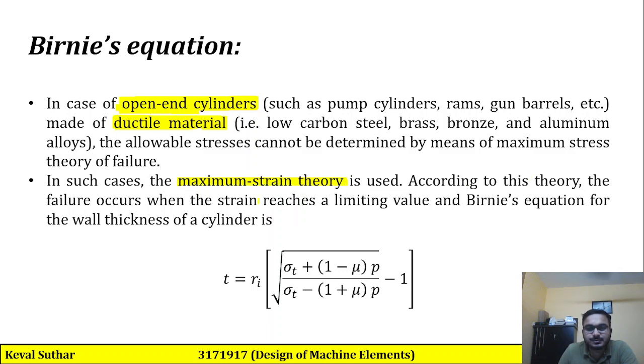According to this theory, the failure occurs when the strain reaches the limiting value, and Bernoulli's equation for the wall thickness of the cylinder is given by this formula. So we don't have any kind of derivation like this, so we will simply accept this formula as it is given. Okay, so this is the Bernoulli's equation which is used for the ductile material by which open end cylinders are made, where we use maximum strain theory, and the wall thickness equation is this.